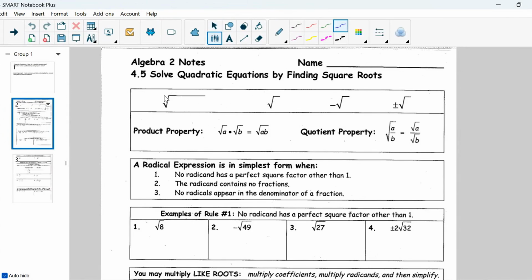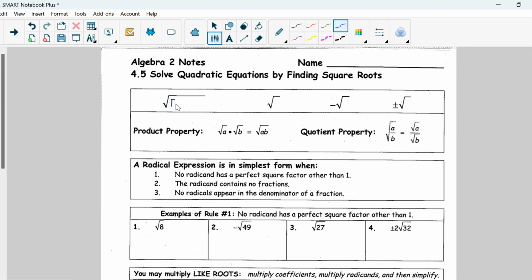Okay, so on the top here, we have a couple of vocab related items. So we have the square root. Anything under the square root we call a radical, which would be this symbol right here. Anything underneath that we call the radicand.